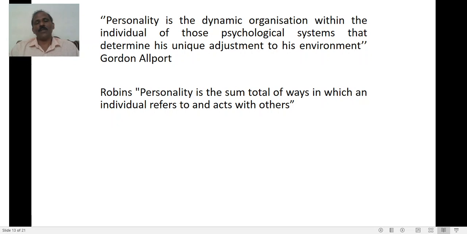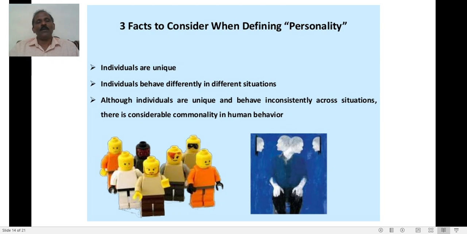Robbins' definition says personality is the sum total of ways in which an individual reacts to and interacts with others. So the facts to be considered when defining personality: individuals are unique, which has come earlier also. Individuals behave differently in different situations. That's why this subject, maybe like organizational behavior or human relations, has emerged as a discipline. Although individuals are unique and behave inconsistently across situations, it means they show different behavior, behaving differently according to different situations.